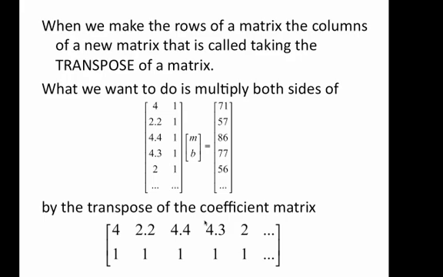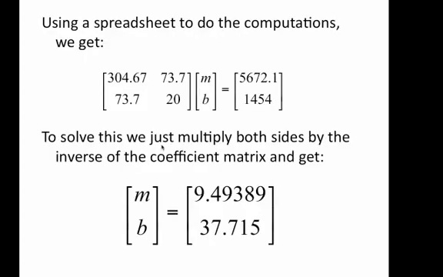So what we're going to do is square this coefficient matrix up by multiplying both sides by the transpose of the coefficient matrix. Of course, being 20 by 2 and 2 by 20, we'll use our spreadsheet to do that. In doing so, we end up with a spreadsheet result here with our 2 by 2 multiplied by our variable matrix to get our answer matrix.